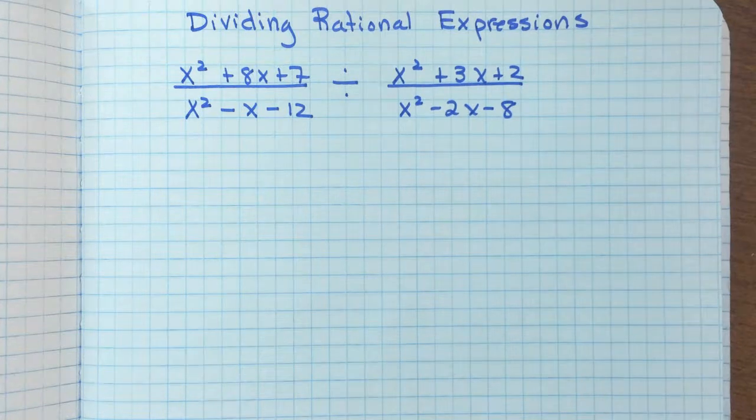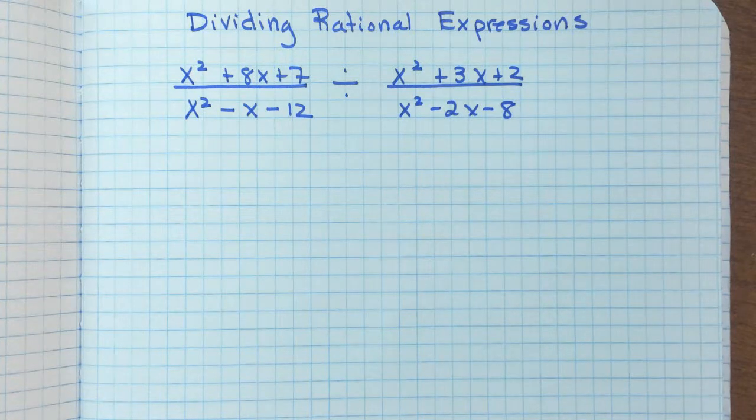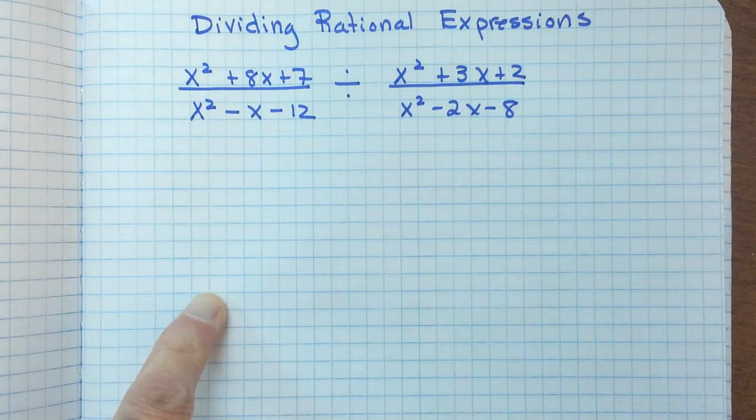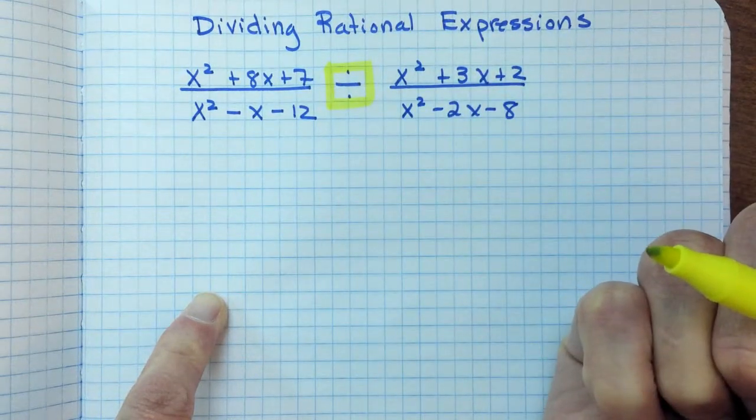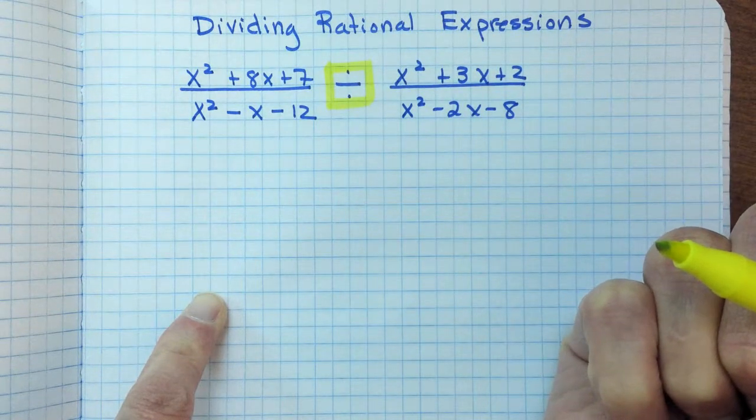In the previous video, we looked at multiplying rational expressions. In this one, we're going to be looking at dividing rational expressions. We can see we have the division sign, so there's a special thing that we need to do before we can go ahead and simplify this.